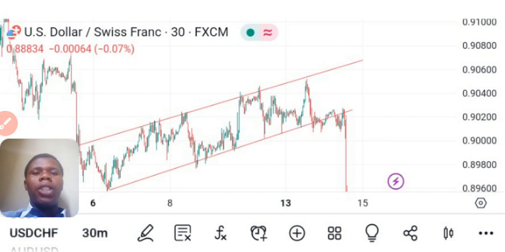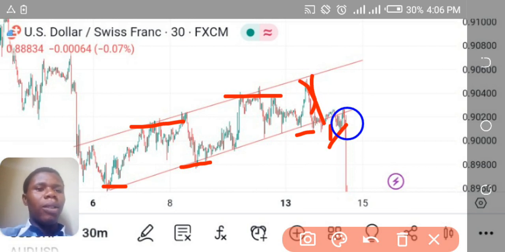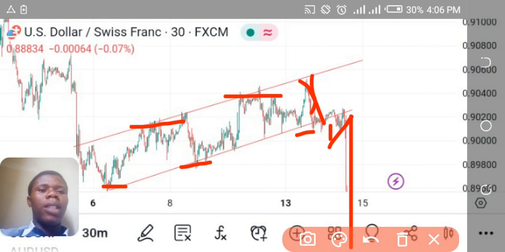Now this is a rising channel. USD Swiss francs is a rising channel. Now what happened here was the last low like this. The market has been touching the lines like this. It's one of my student traders, I was so happy. There's a breakout and a retracement, and the market came back to the downside. It's nice.